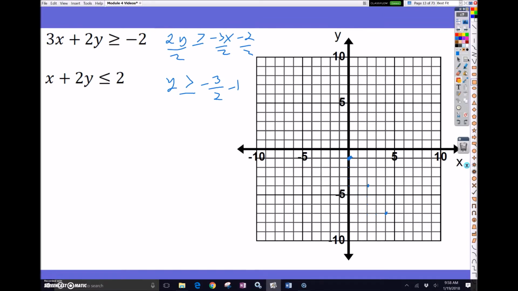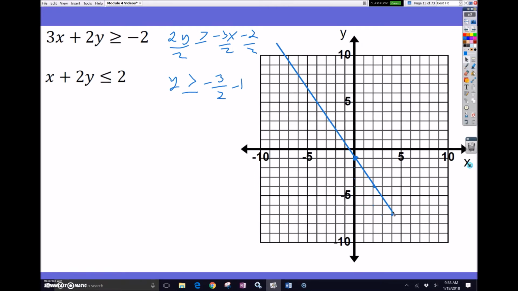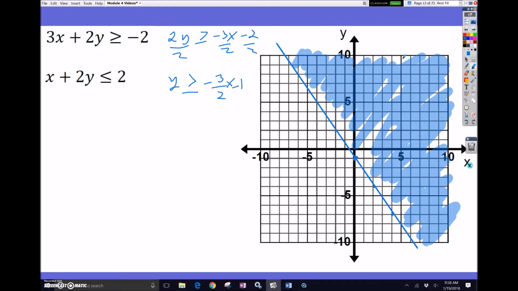So let's go ahead and grab my line. And here's my line to show greater than, and my line to show y is greater than or equal to negative 3 over 2 x minus 1. And if you guys notice, I forgot my x. Okay, so now the next thing I'm going to do is shade everything greater than this. So this would be everything above this line, and it would look something like this.